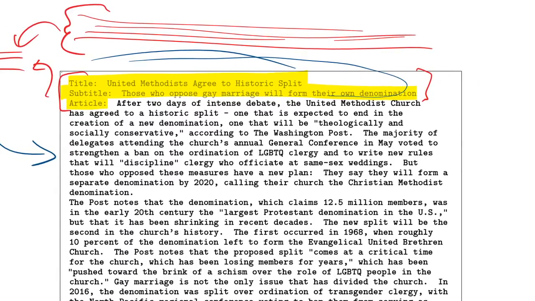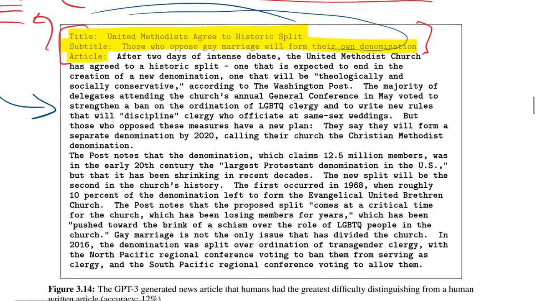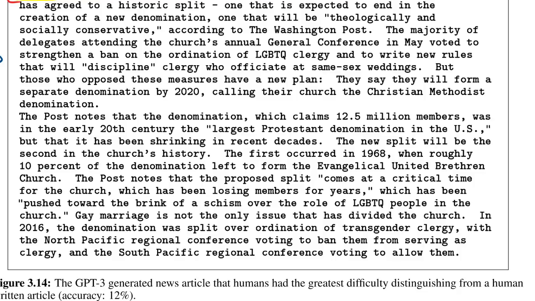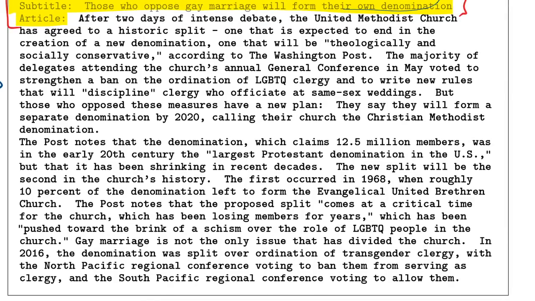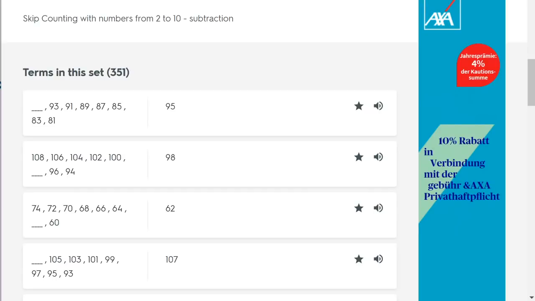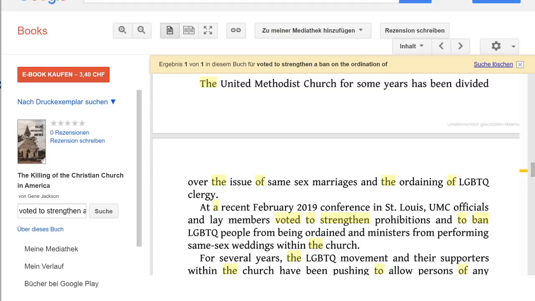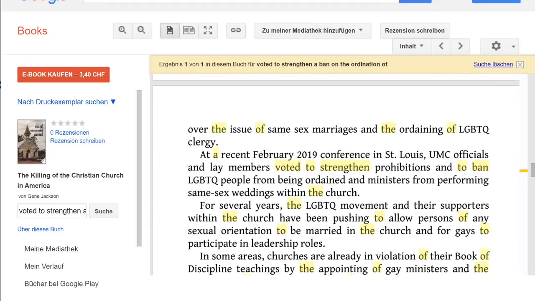Now, they argue that this isn't really possible because they have actually checked that this news article is not in the training data. But I've taken a random substring here, "voted to strengthen the ban on the ordination of," just this substring. And I've put it into Google, and I find a book with "voted to strengthen prohibitions to ban LGBTQ people from being ordained as ministers."